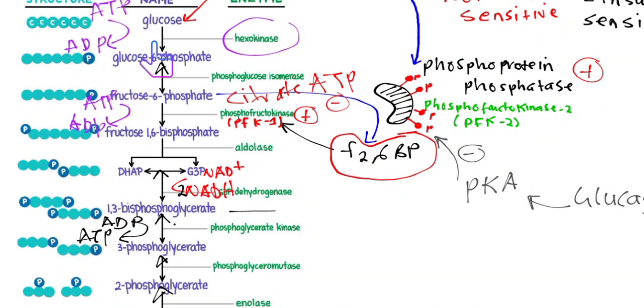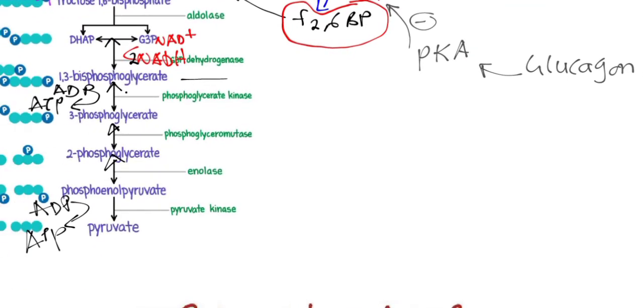So when you look at the first step here, we used 1 ATP. In the third step, we use another ATP. So during the first 3 steps, we used what? We used 2 ATP. Okay? So 2 ATP were used.